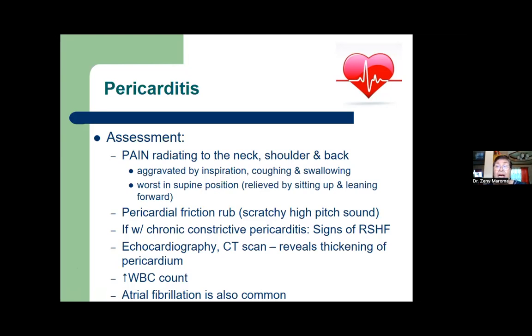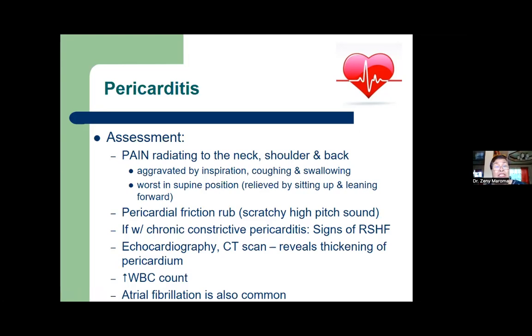And therefore, physically, namamaga ang puso, and the pain is aggravated by physical movement, like when the client does inhalation or inspiration, when the client has coughing and swallowing. Okay, so actual physical movement can aggravate the chest pain. It is worse in supine position and relieved by sitting up and leaning forward.